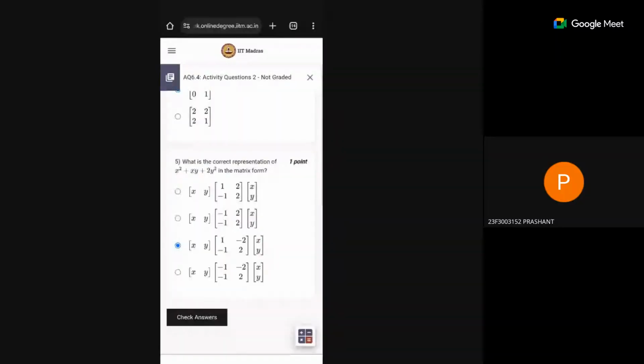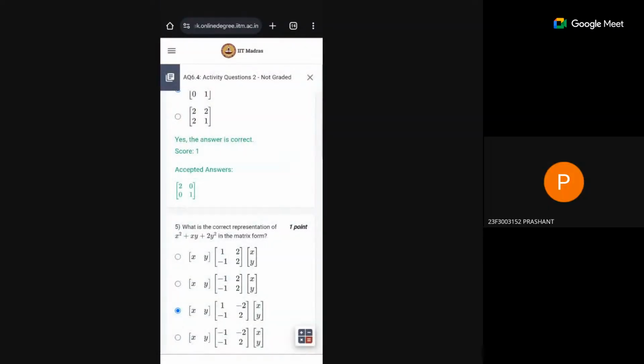There is the same question in the graded assignment also, that confusion. That is 2 by 3, and this one is 2 by 2. I'm not able to get this xy. This is the standard form, ax square plus 2xy. What is the correct representation of this matrix form? Okay, I also understand.